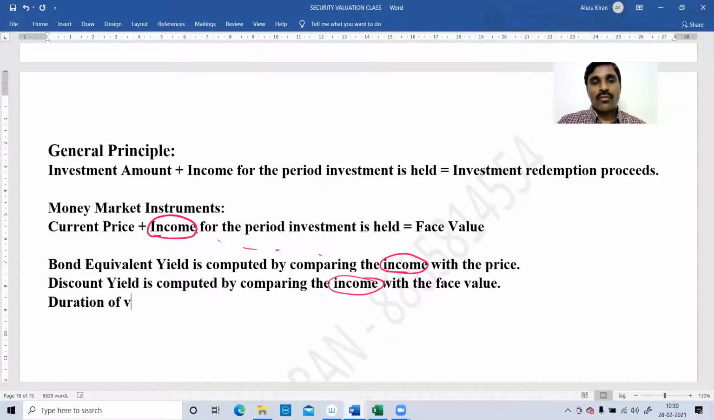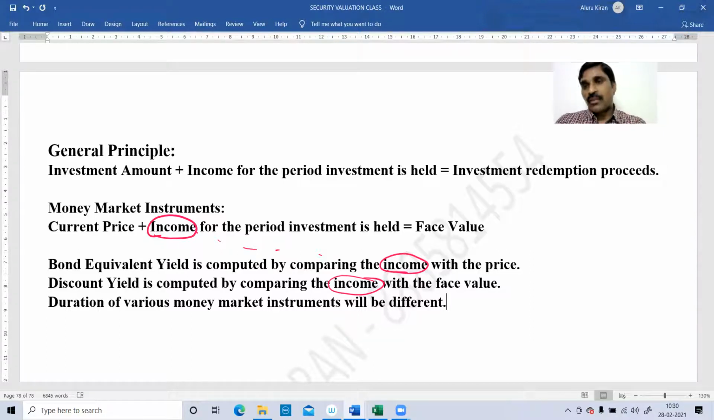Duration of various money market instruments will be different. Some may be 45 days, some may be 90 days, etc. Since the durations are different, in order to compare two investments, it is better to compare in annual terms. I cannot compare a yield of 45 days with a yield of 90 days.